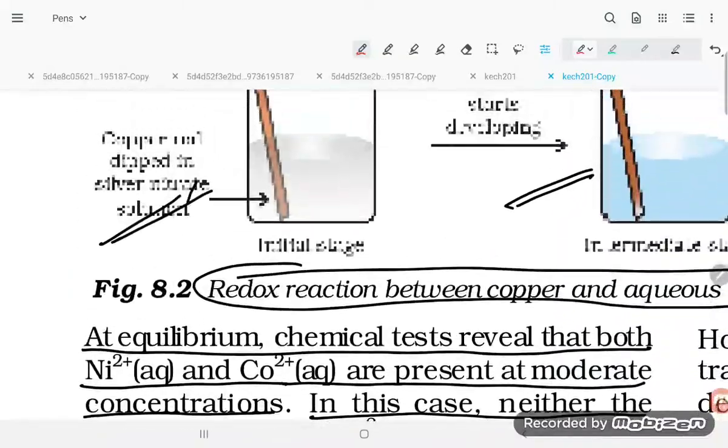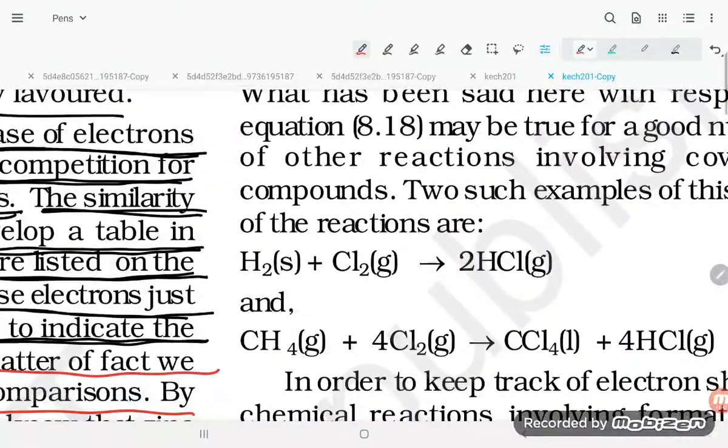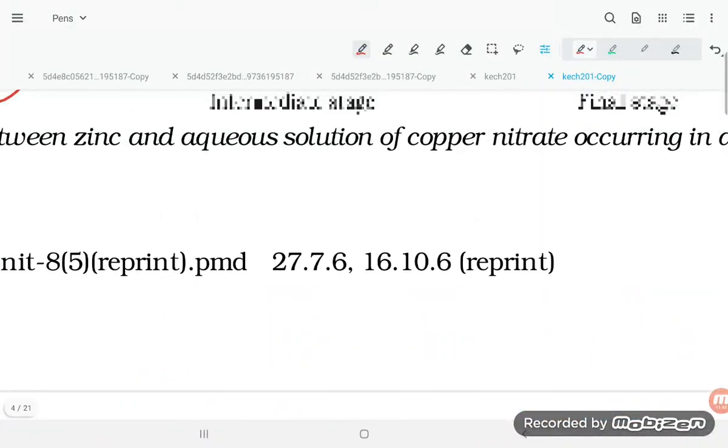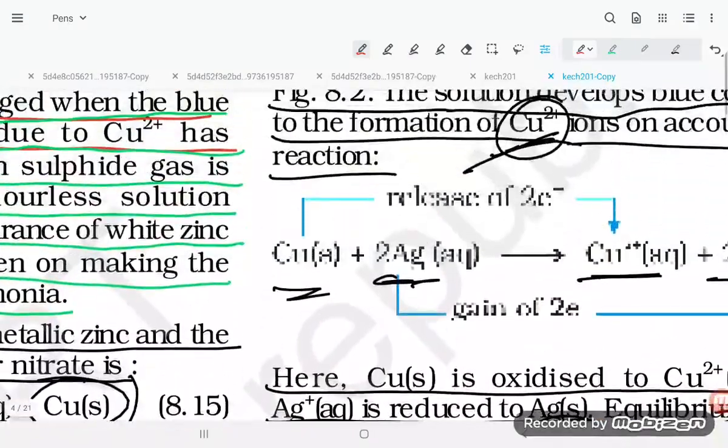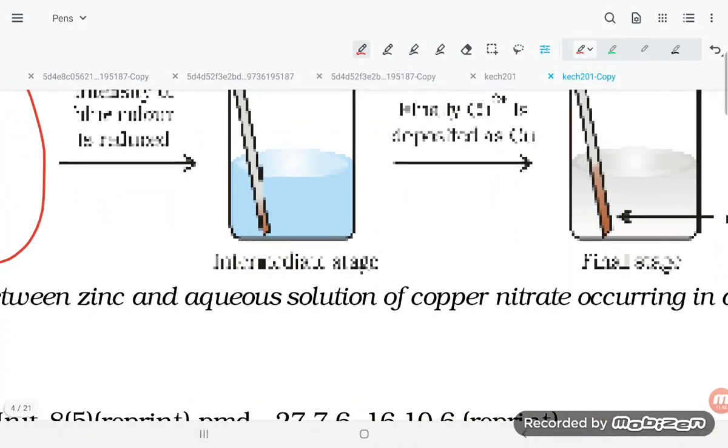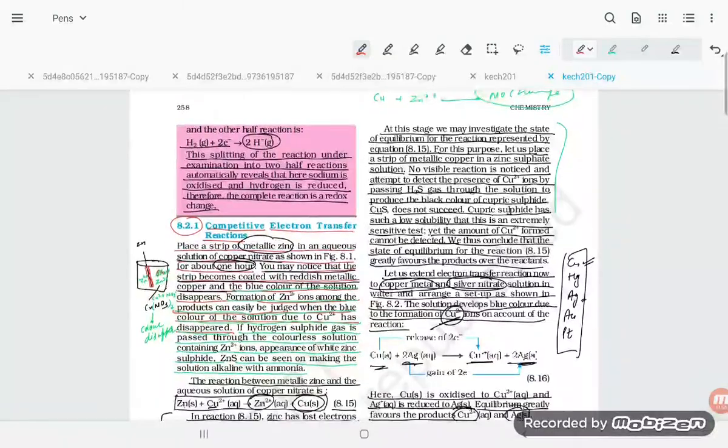So this is the competitive electron transfer reaction, students. I hope it will be okay a little bit, because the book is not that way, diagrams are not visible, so I am not explaining them, but you can go through it.